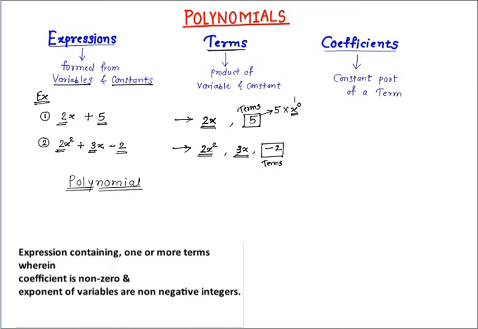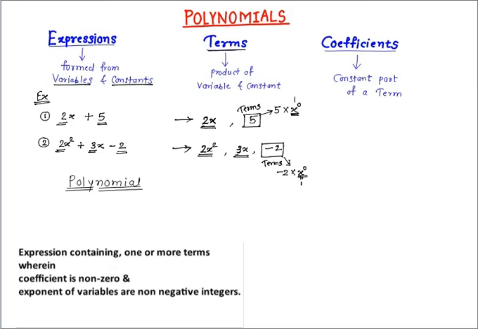Similarly, minus 2 here can be written as minus 2 into x raised to the power 0, which is nothing but 1. So we can say minus 2 is the product of constant minus 2 and variable x raised to the power 0. So here the value of the term does not change even if we don't write x raised to the power 0. So it doesn't matter if we don't write x raised to the power 0. So that's about terms.